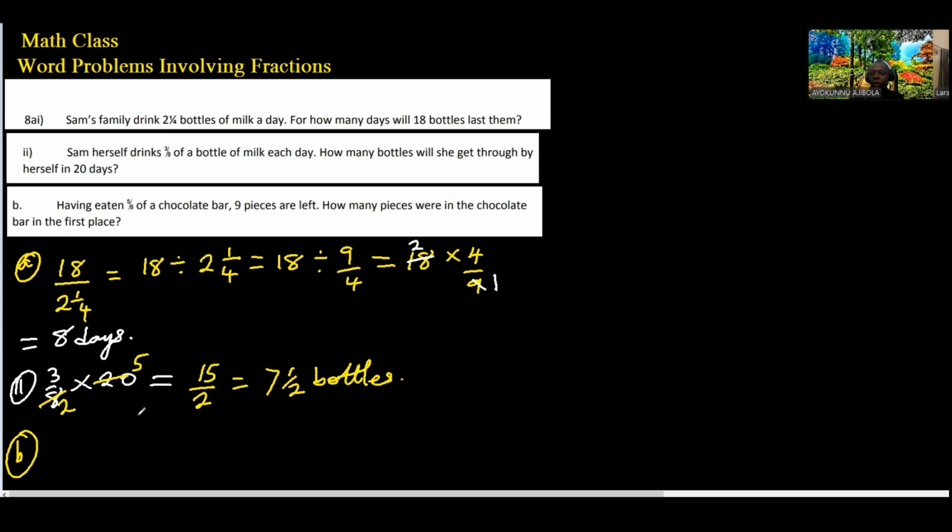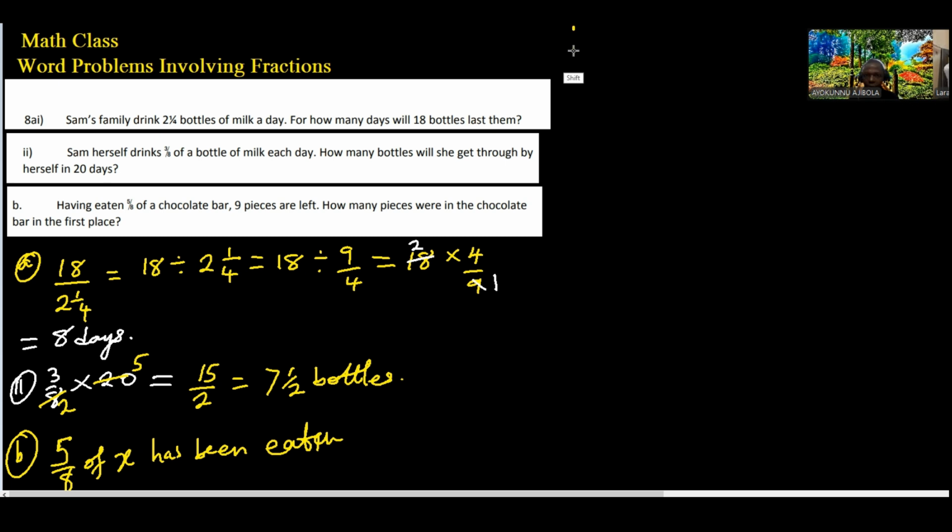More than 9, because you've eaten from it before it remains 9 pieces. Okay, what we can say is this: we can represent this with, we don't know the amount at the initial state, so we can say let it be x. So we say 5 over 8 of x has been eaten. Okay, is that clear? So 5 over 8 of x has been eaten.